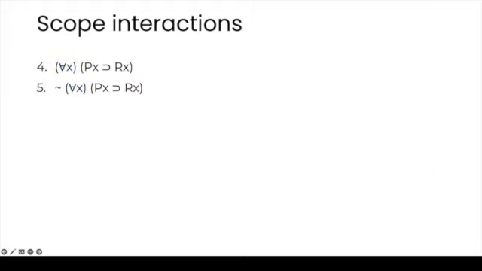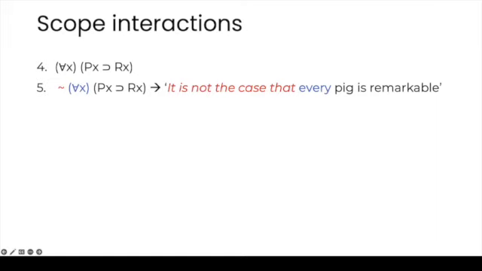So, again, let's see how we interpret this sentence 5. We would render this in English as, it is not the case that every pig is remarkable. Why? Because it is just 4, but negated. You take sentence 4, and then you place a negation on the front. Now, more idiomatically and preferable, we would say, not every pig is remarkable.